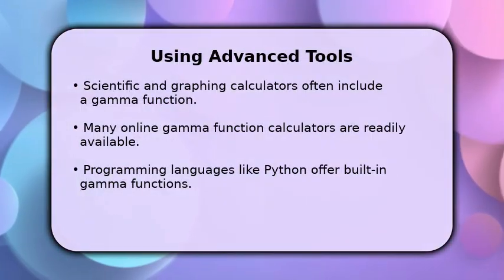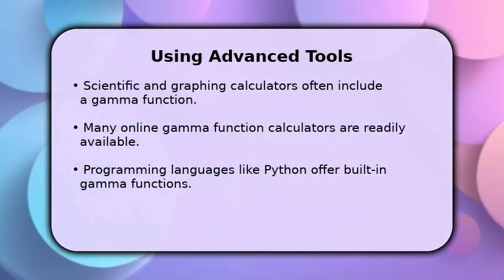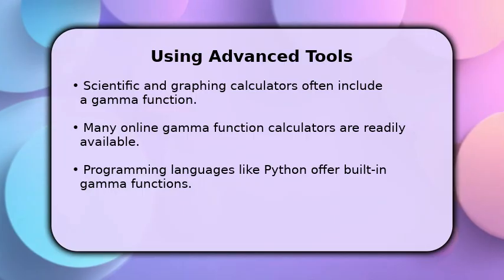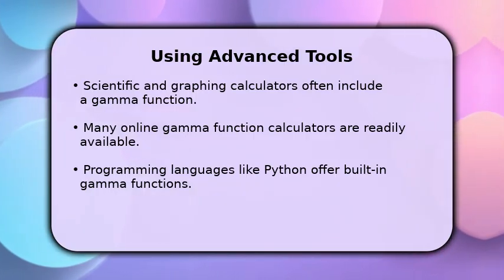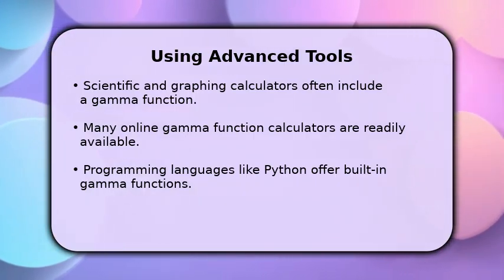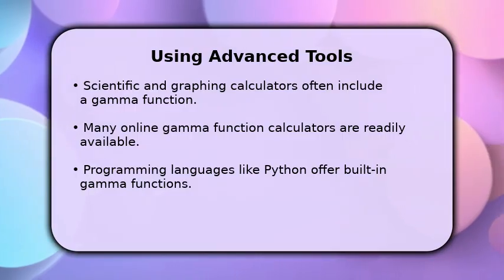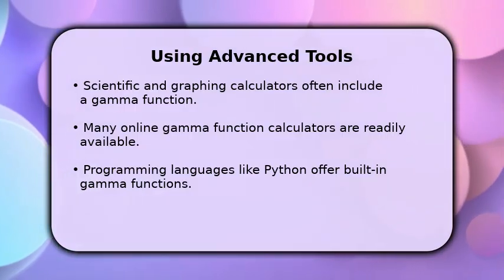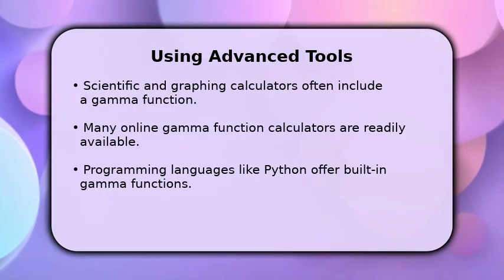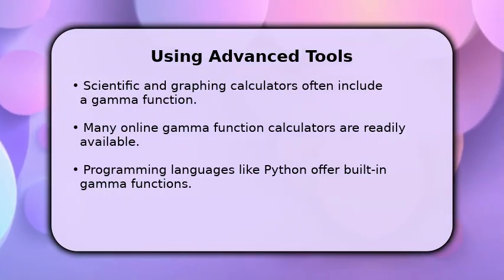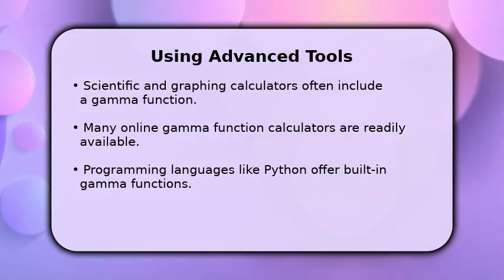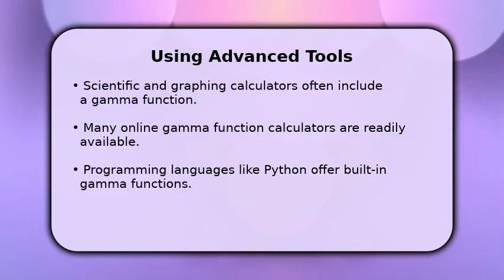For more complex or non-integer gamma values, you'll need more advanced tools. Many scientific and graphing calculators have a dedicated gamma function built in. Additionally, numerous free online gamma function calculators can provide instant results. Programming languages, such as Python, also include functions to compute gamma values, offering powerful computational capabilities.